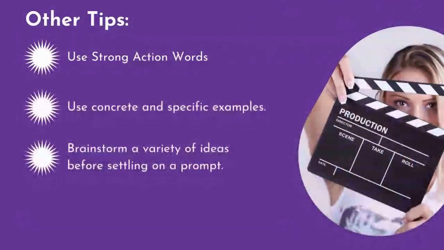I'm going to give you a couple of other tips that I find fun. Use strong action words. If you don't know strong action words, my friends, go to Google, ask your AI what are strong action words and get them. Use concrete and specific examples and brainstorm a variety of ideas before settling on a prompt. One of the fun things you can do is give me 5 social media posts about, and then give it your prompt. It's a really cool way of getting some ideas.